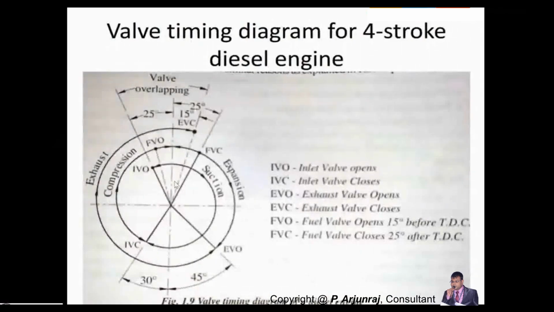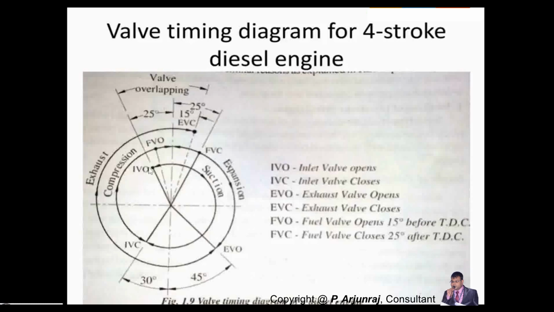IVO stands for inlet valve opens. IVC stands for inlet valve closes. EVO stands for exhaust valve opens. EVC stands for exhaust valve closing, and FVO and FVC stand for the injection system, or fuel valve opens and fuel valve closes. These are the basic abbreviations that we are going to use here in the case of a diesel engine.